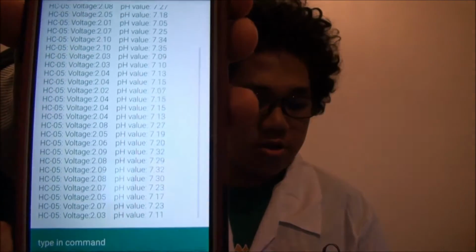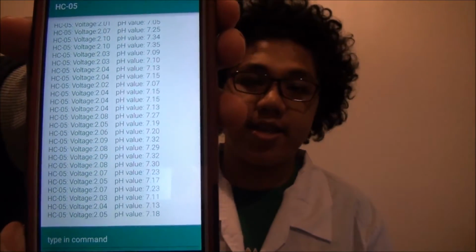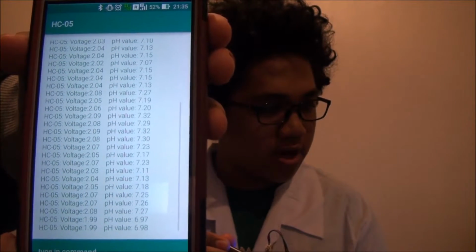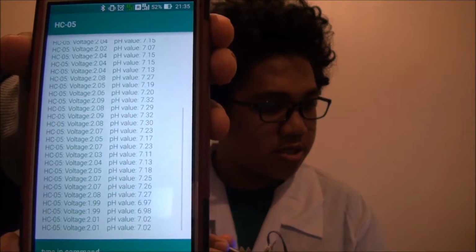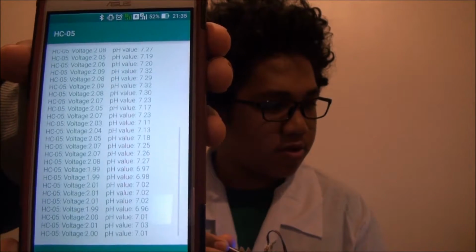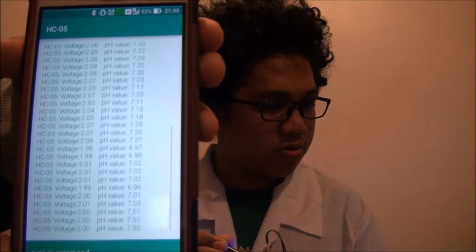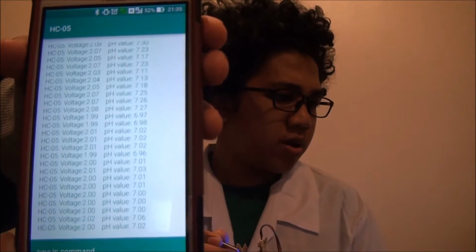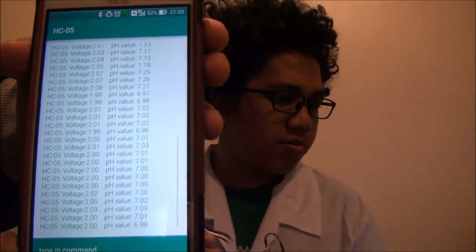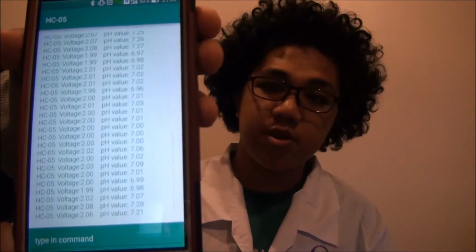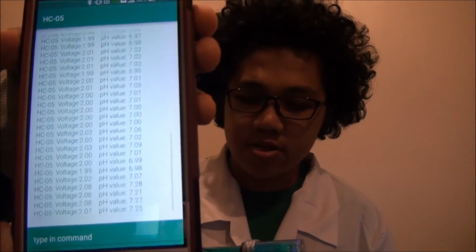There we go. So for example, if I short this, we should have a pH value of about 7. Let's just wait for it. Okay, so there we go. If I remove the short now, you are gonna see some change in pH levels. So it seems that our sensor is accurate after all, so we don't need calibration.